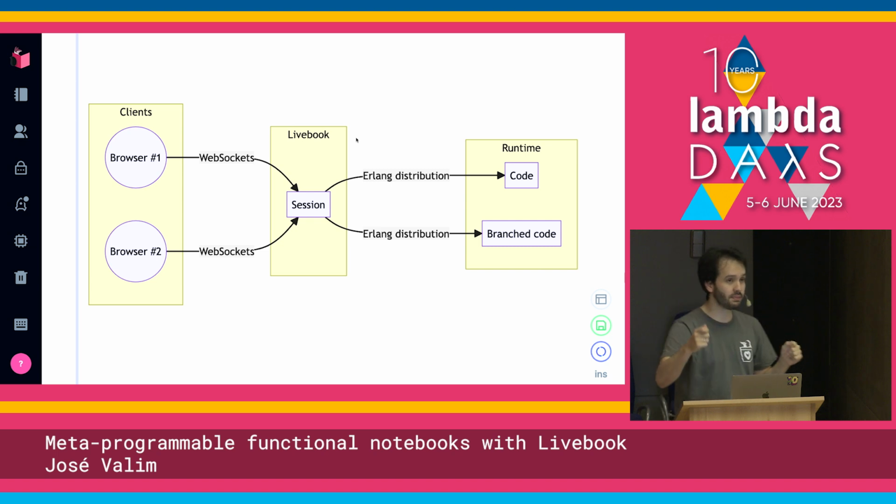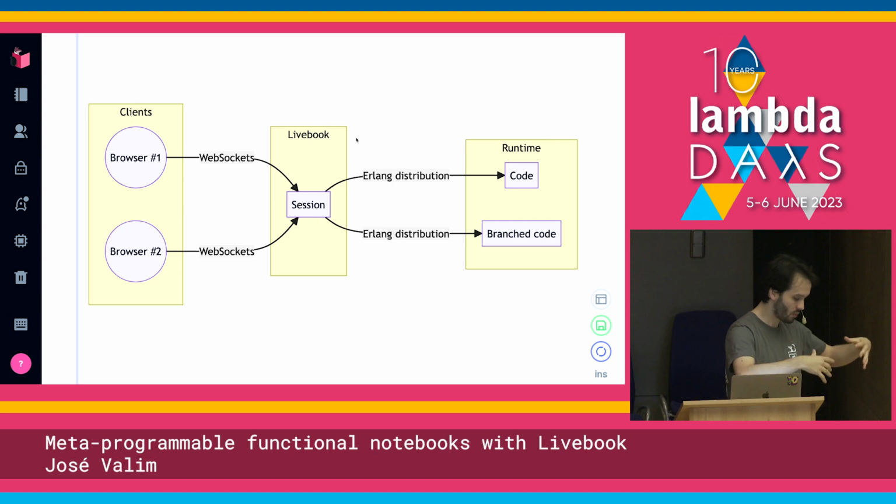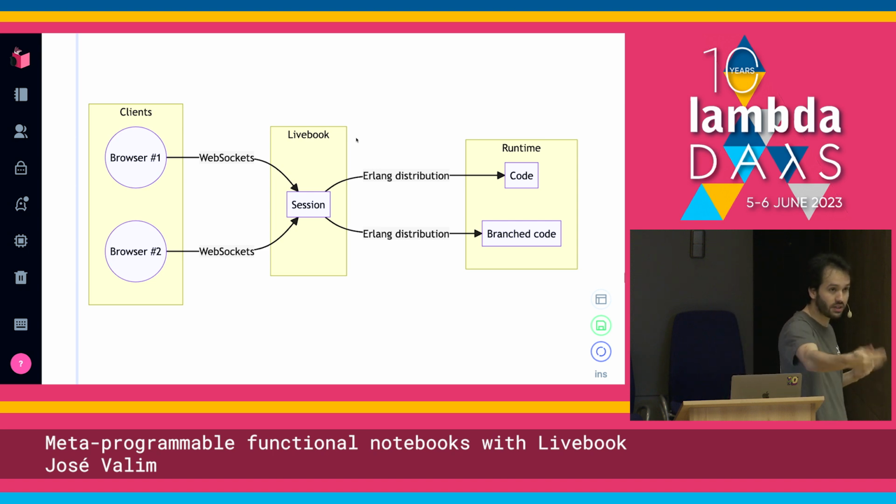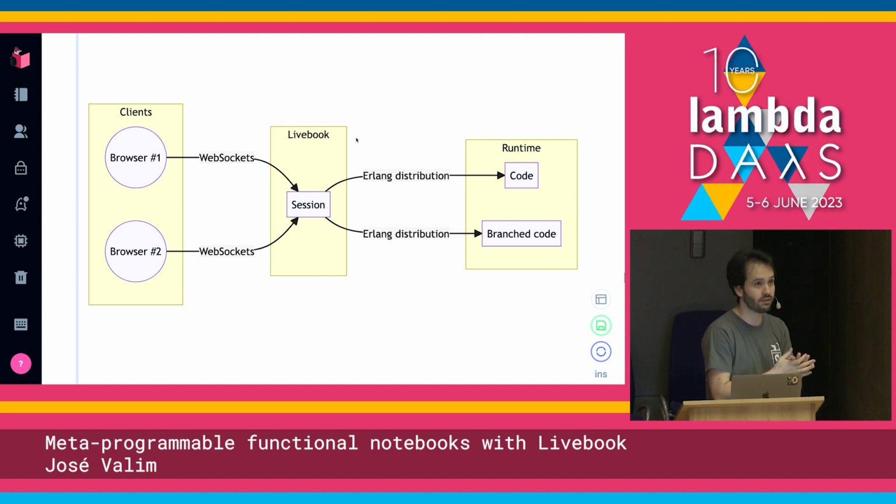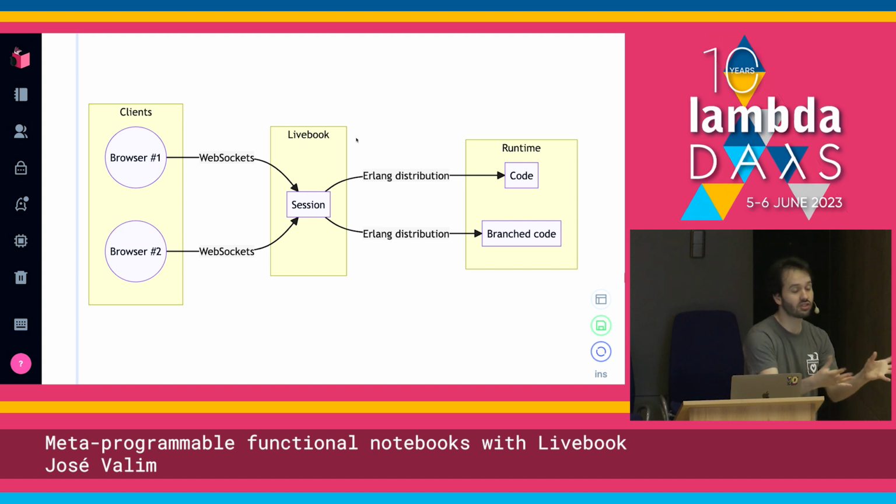So this is really nice, because what we have is Livebook, which is a relatively medium-sized Elixir application. But the runtime, the thing where you're running your code, where you are experimenting, is just a started Elixir thing.